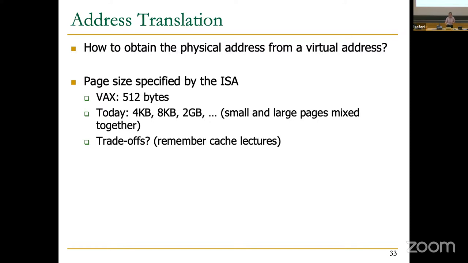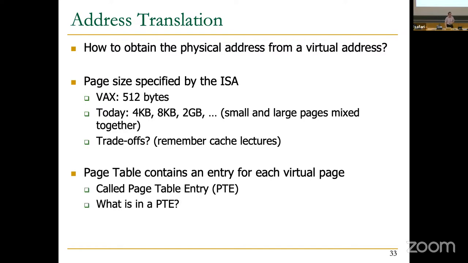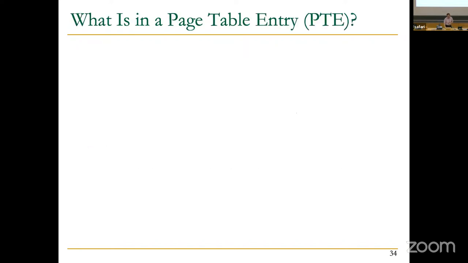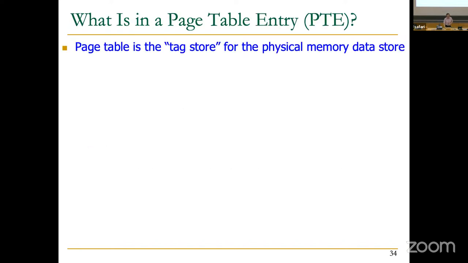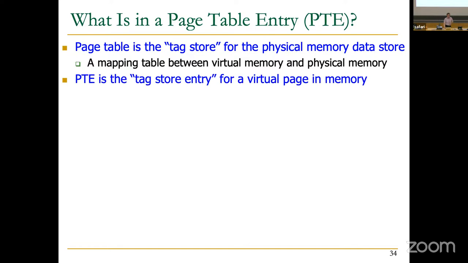So basically there are trade-offs in the page sizes, similar to trade-offs we have in caches. And the page table contains an entry for each virtual page. Basically, it's called the page table entry. Then the question is, what is in a PTE? Let's take a look at that a little bit. And we've already said that the page table is a tag store for the physical memory, right? Data store. It provides a mapping table between virtual memory and physical memory. And the page table entry is really the tag store entry for a virtual page in memory.